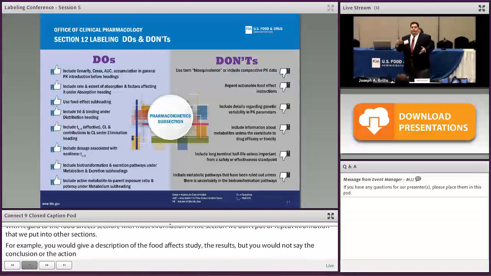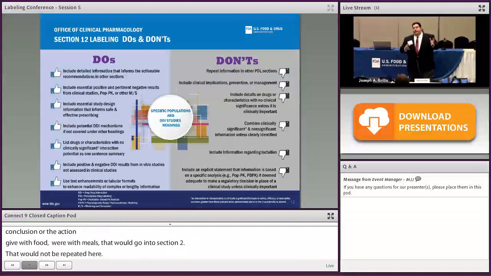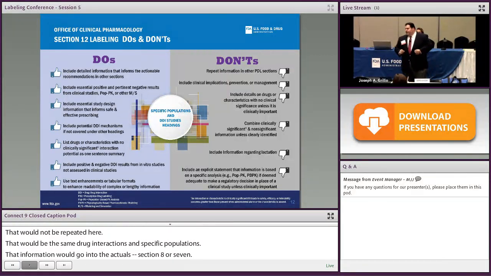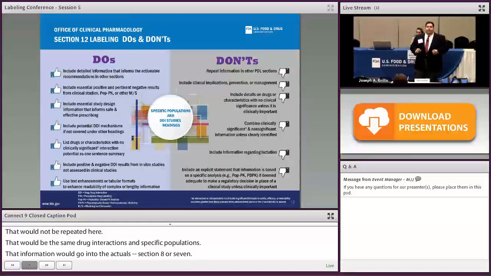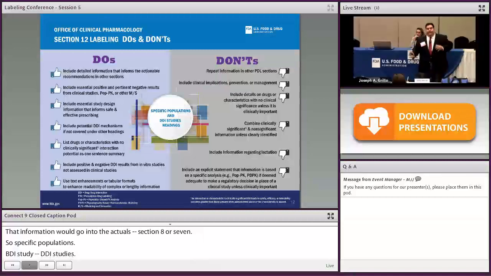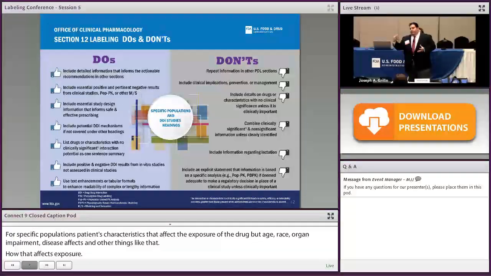And that would be the same for drug interactions. It would be the same for specific populations. That information would go into the actionable sections, 7 or 8. So specific populations and DDI studies. For specific populations, it is patient characteristics that affect the exposure of the drug, so things like age, race, organ impairment, disease effects, other things like that, and how that affects exposure. Drug interactions are obviously combining two drugs and having either some change in exposure or PD or something like that. And if it's purely PD, then it would be in 12.2.